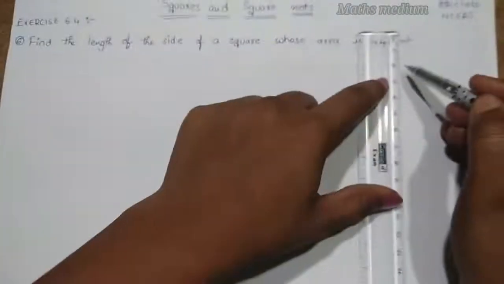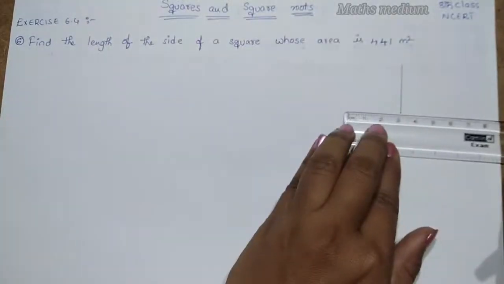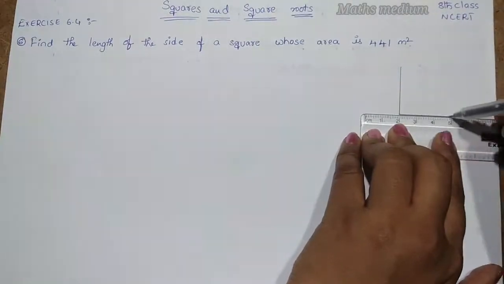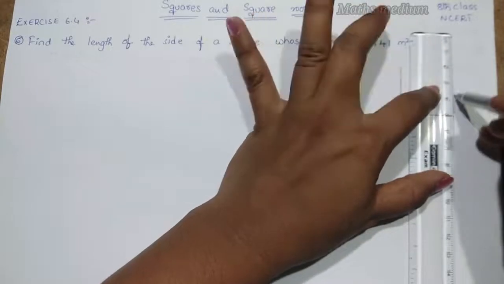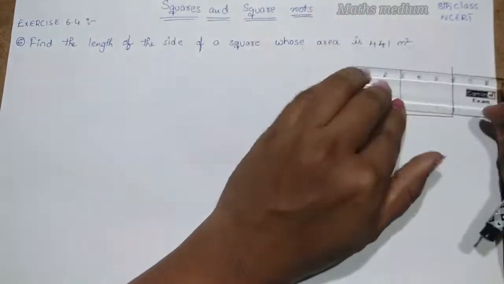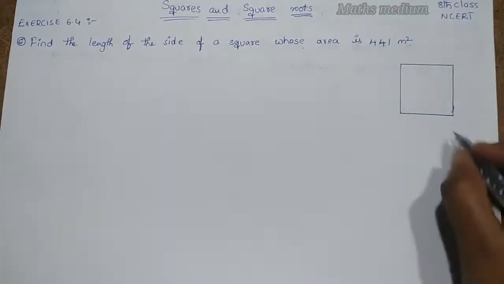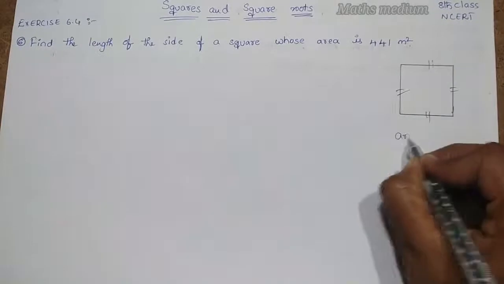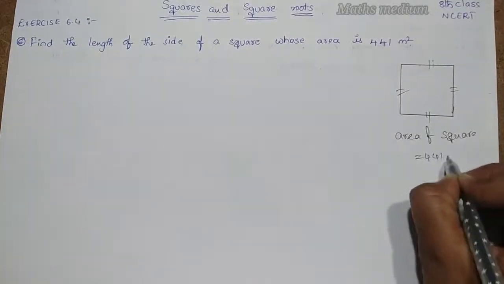We know that in a square, all sides are equal in length. It means 4 sides are equal in measure. So that is why it's called a square. If you take this as a square, all sides are equal in length, but the area of the square is equal to 441 meters square.